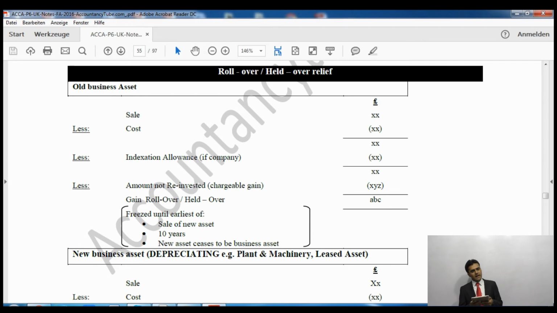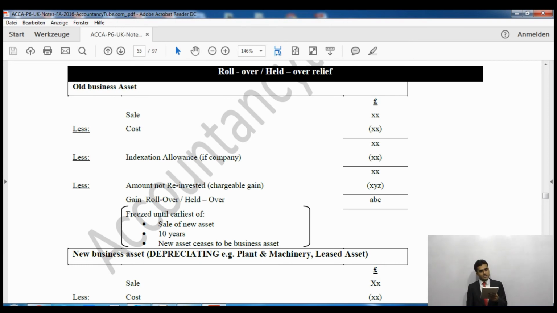Now it is sometimes known as holdover relief as well, because it is held for some period. So what happens is that we'll take the sales and cost of sales and we'll deduct the indexation allowance if it is a company. Then the amount not reinvested is going to be chargeable immediately, we know that. And the amount which we have reinvested is going to be our rollover relief, or held over.